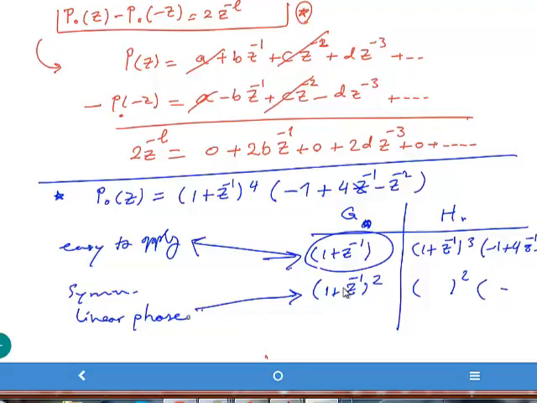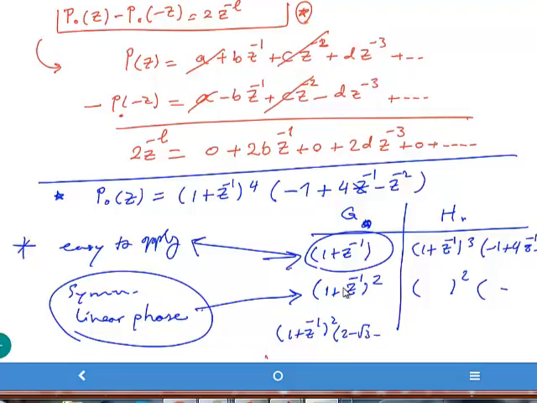While in the first case we don't have linear phase shift, here we have linear phase shift because it's symmetric. We can have another choice, for example 1 plus z minus 1 square and 2 minus square root of 3 minus z minus 1 and the rest of the terms here. Then it's not a linear phase, but it's orthogonal.